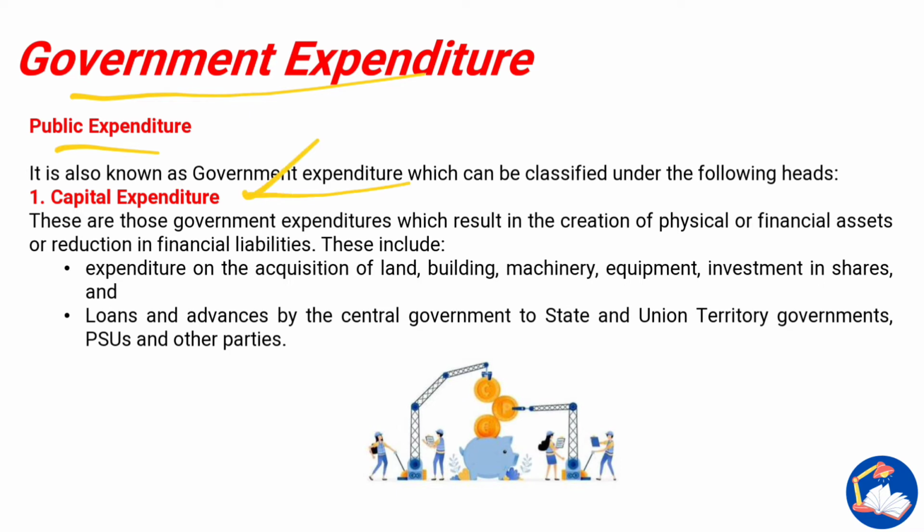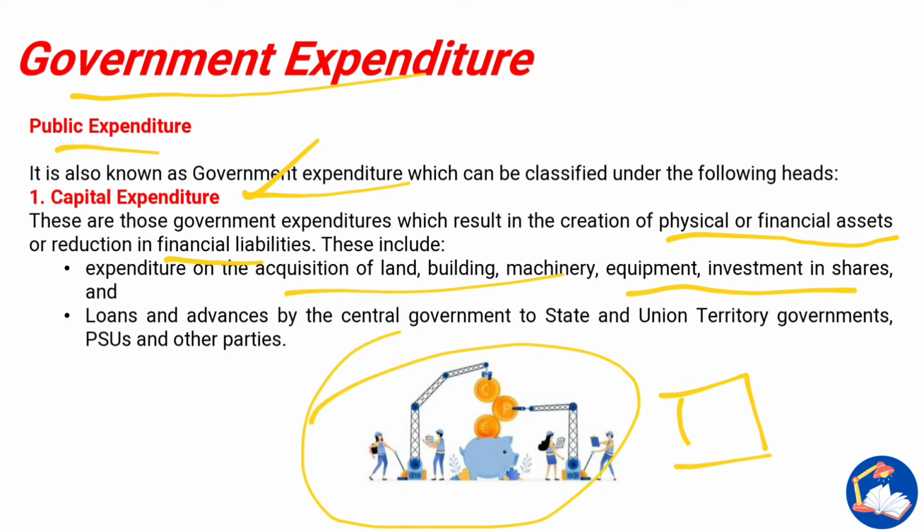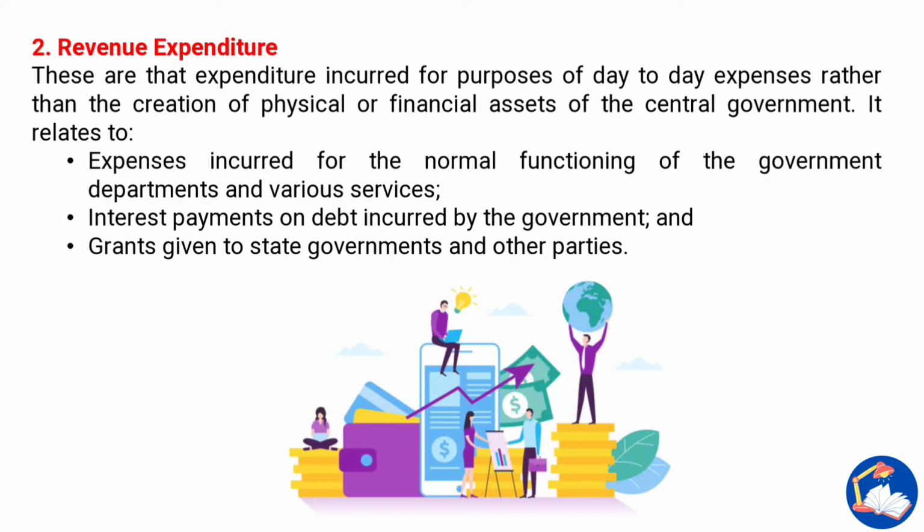First one is capital expenditure. These are those government expenditures which result in the creation of physical or financial assets or reduction in financial liabilities. These include expenditure in the acquisition of land, building, machinery, equipment, investment in shares. So capital expenditure is basically that expenditure that, in order to generate revenue, in order to generate income, we do infrastructure development. All these kind of things that happen in order to create an asset by the government is called capital expenditure.